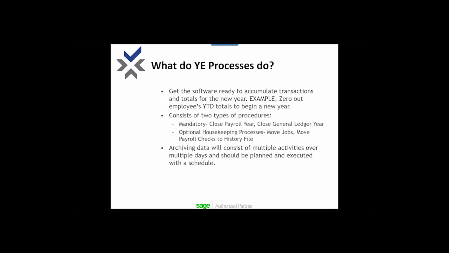All right, what do year-end processes do? Year-end processes get the software ready to accumulate transactions and totals for the new year. So for instance, if you use Sage 300 Construction and Real Estate to process payroll and produce payroll checks, it stores totals for the employees year to date and prior year. So I can run W-2s for last year or for this year. And the year is determined by whatever's in your payroll settings.